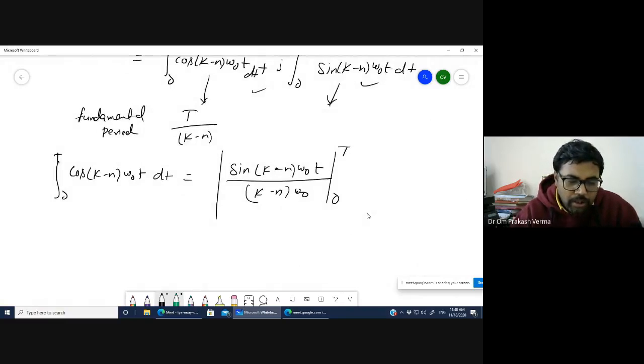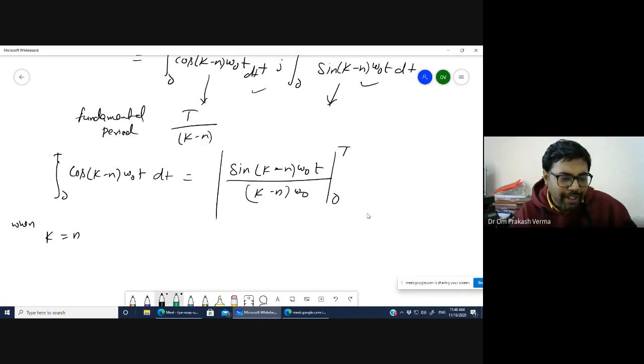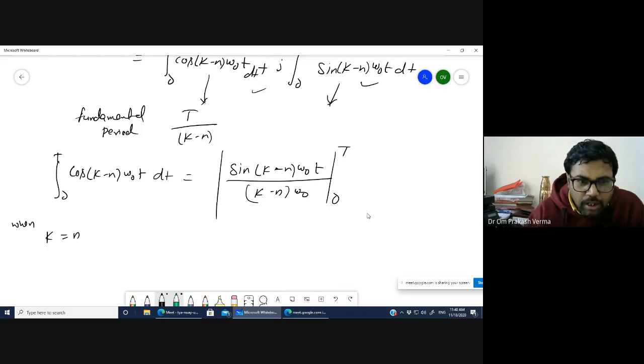This is the case, right? Okay, thank you. So now when k is equal to n, there are two cases. Let's say when k is equal to n, अगर k is equal to n होगा तो क्या होगा और k is equal to n नहीं होगा तो क्या होगा? Okay, so first of all, see when k is not equal to n.